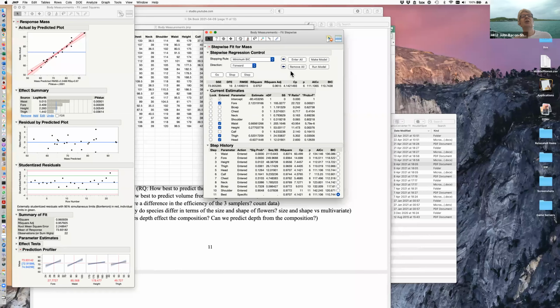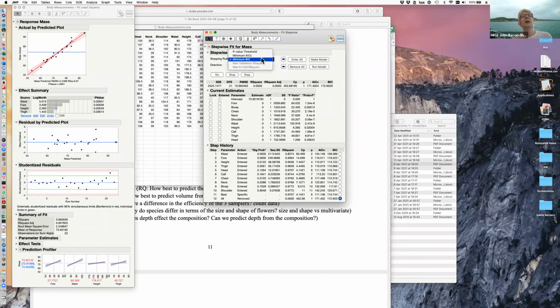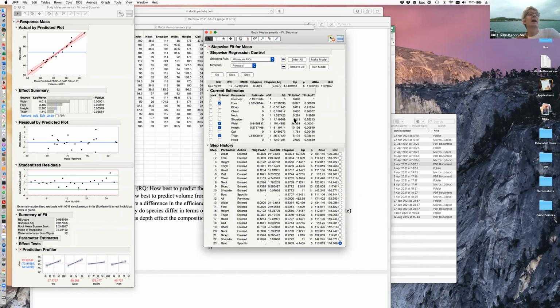If we change it to being AIC, we get exactly the same model as I have on the left: forearm, thigh, waist, and height. Right? So it seems like 4 or 5 of these variables are useful and give a reasonable prediction. And so some people might just stop there and say, okay, I have a reasonable linear model. What's the problem? Well, the problem is how to interpret this.